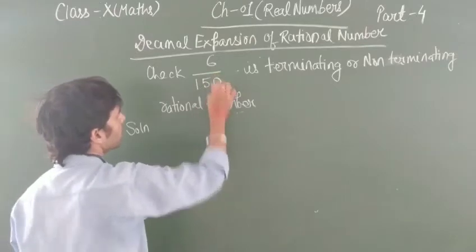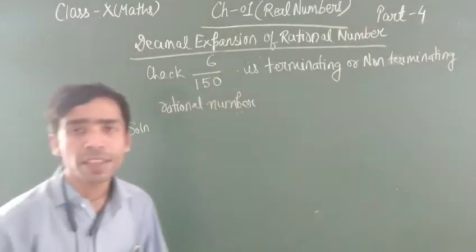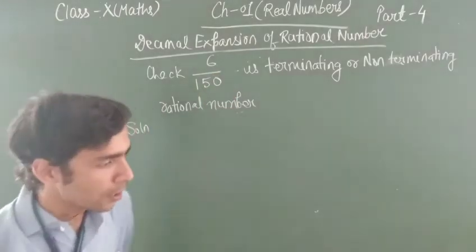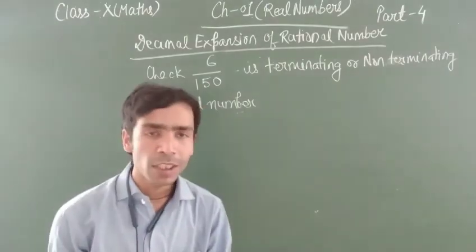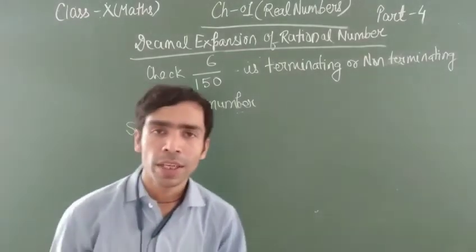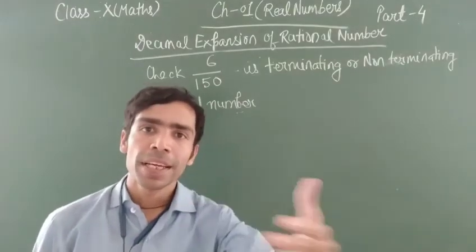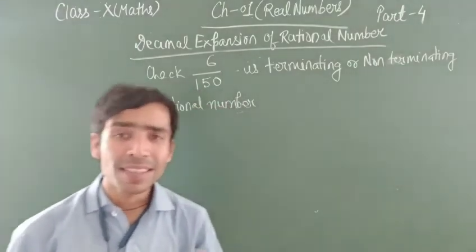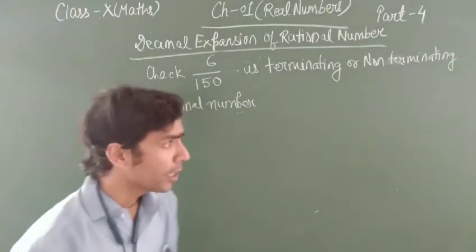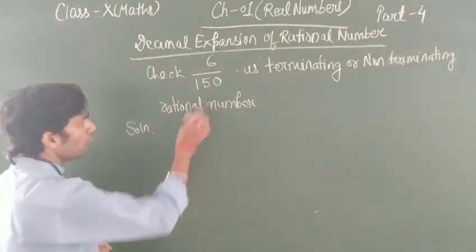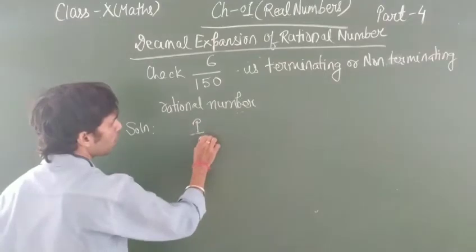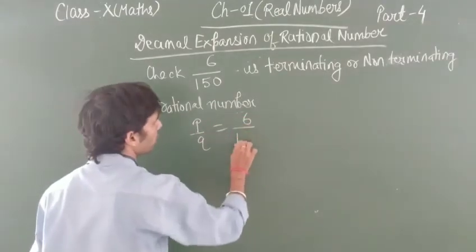150. Okay, you have to check whether 6 upon 150 is terminating or non-terminating. When we studied the concept of rational numbers, we know that it can be represented in the form of p by q, where p and q are co-prime. Co-prime means their common factor is only 1. So when you solve it, you assume it as p by q, 6 upon 150.